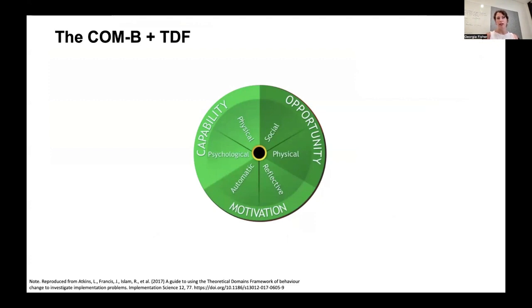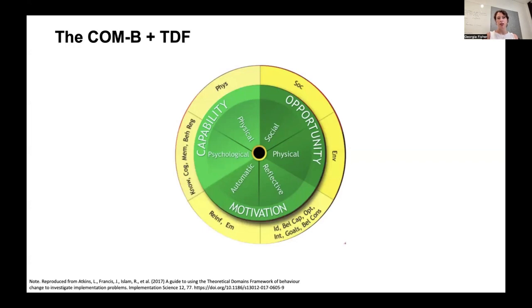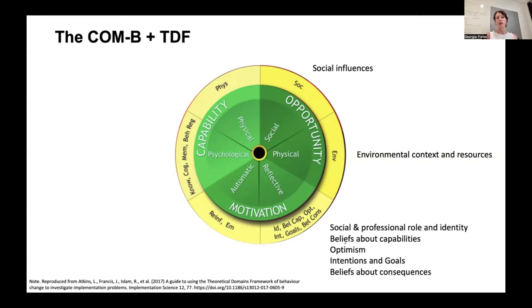So then if we look at how the COM-B and the TDF map on to each other. Here we've got the COM-B, so capability, opportunity, and motivation, broken down into the two subcomponents each. And then around the edges, we've got the elements of the TDF as they map on to the COM-B. So we'll just go around the wheel looking at them together. So you've got social influences, which quite obviously link to your social opportunity. Got your environmental context and resources, which links to your physical opportunity. Your reflective motivation comprises quite a few of the TDF determinants. So your social and professional role and identity, your beliefs about your capabilities, your optimism towards the behavioural outcome, and your intentions and your goals, and also your beliefs about possible consequences.